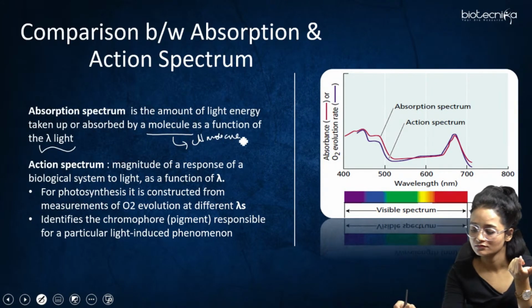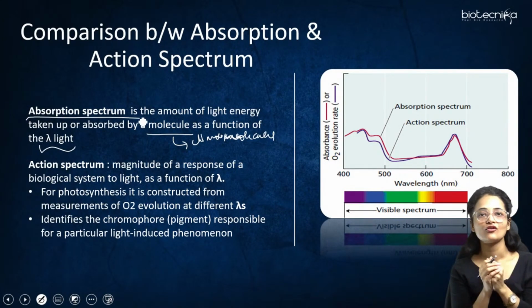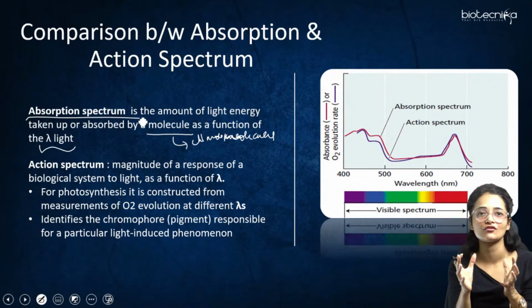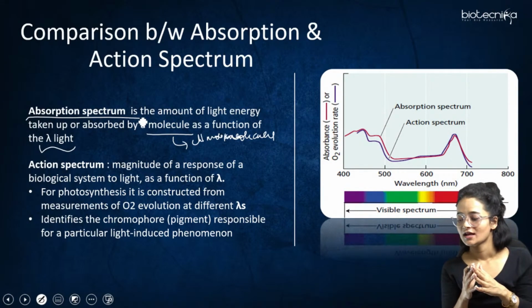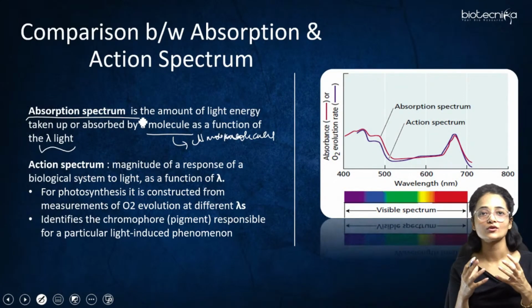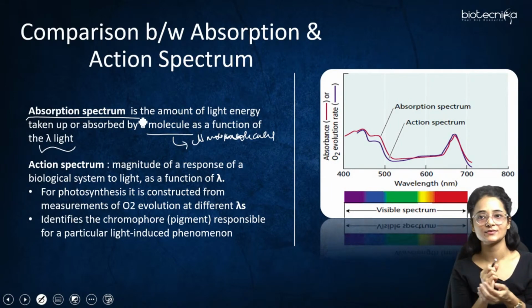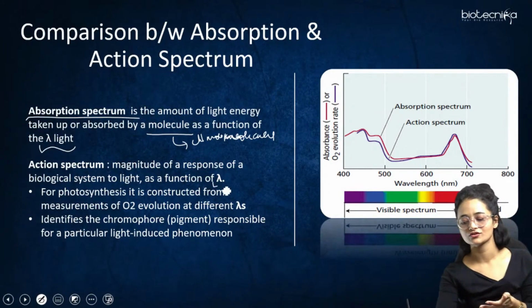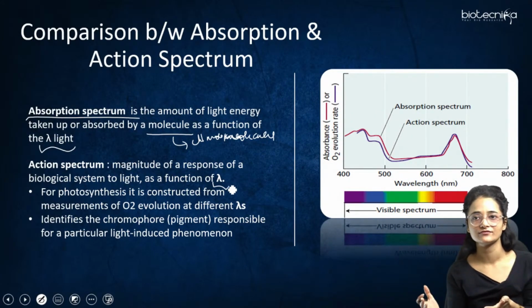So the absorption spectrum is the amount of light energy that is being taken up or absorbed by these chlorophyll molecules as a function of wavelength. This is the first definition of the absorption spectrum, right? Then it says that the action spectrum is the magnitude of a response of a biological system to light. At which magnitude it will respond to the light that is being absorbed. This is also a function of wavelength, right? It is also measured in terms of wavelength.